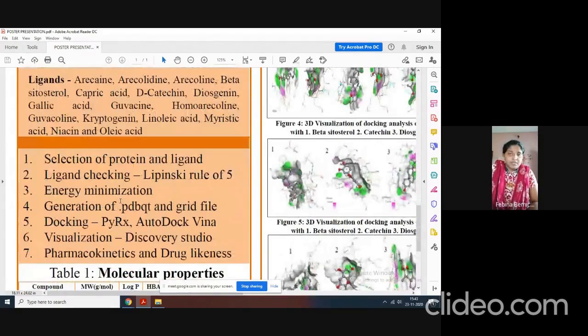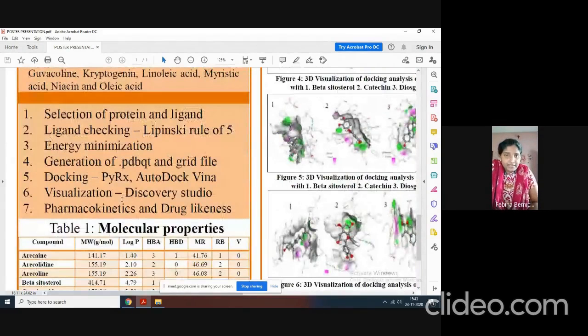The first step in my study was to select the protein and ligand. The structure of the protein was downloaded from the Protein Data Bank, and the structure of the ligand was taken from PubChem. The ligands were checked for Lipinski's rule of 5. The energy was minimized using Avogadro. The protein .pdbqt file and the grid file were generated using PyRx software, which uses AutoDock Vina. The molecular interaction between protein and ligand was visualized using Discovery Studio. And finally, pharmacokinetics and drug-likeness properties were studied.